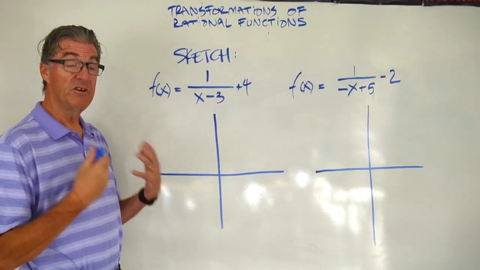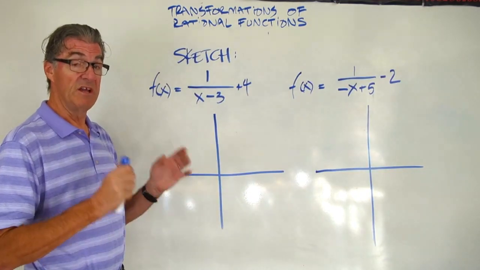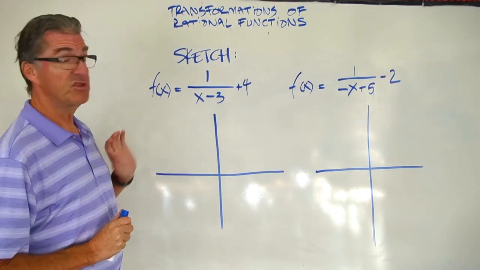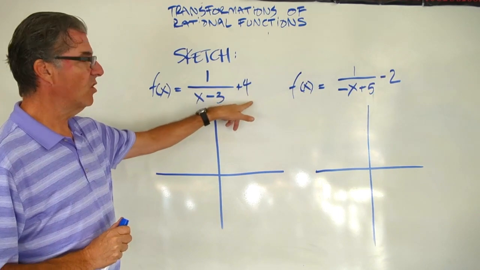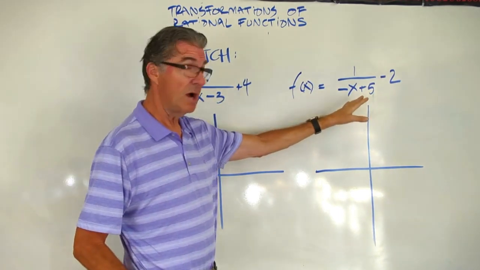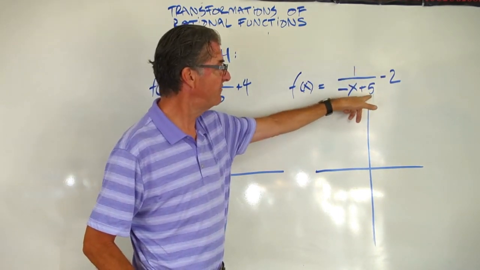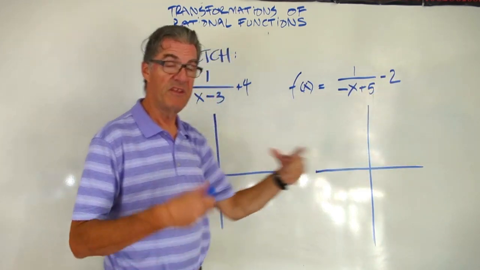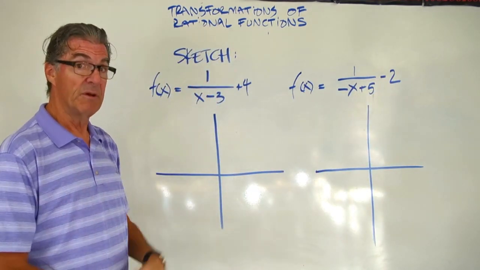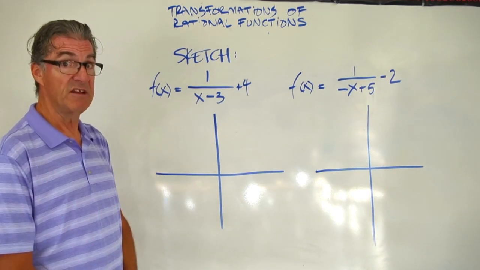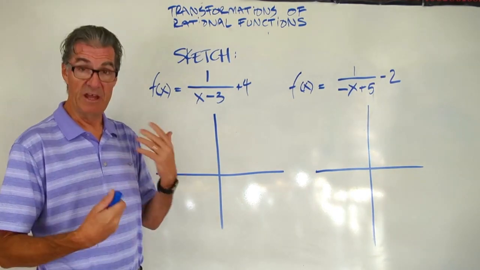All right, what I want you to do is pause the video and use what you just learned to sketch 2 graphs. So I have this one, 1 over x minus 3 plus 4, and then I have this one, which is a little bit more complicated. I have 1 over minus x plus 5 minus 2. Now this is possible to do these pretty quickly without the calculator, but if you want to use your calculator, you can go ahead and do that. So pause the video, make your graphs, and come back.